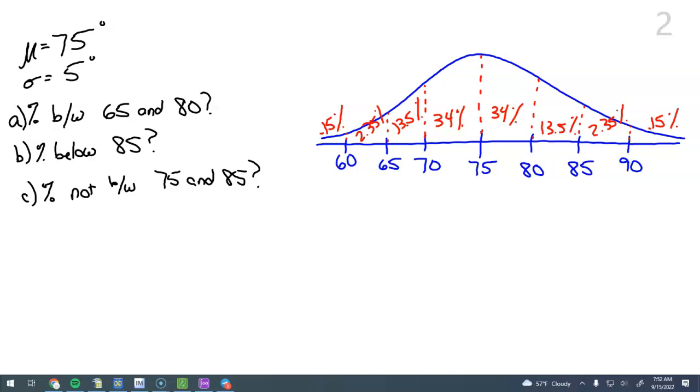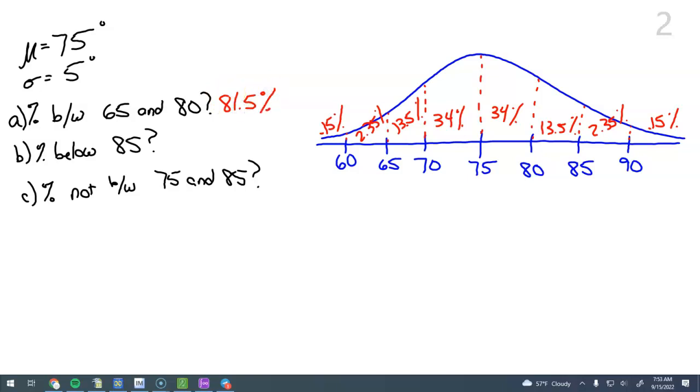Alright, so let me go through these. I just want to talk about real quick that it's the same thing every time, all that changes is these numbers. Between 65 and 80, so we're looking from here to here, you add up the 34%, 34%, 13.5%. Just think about it, that should be a really high percentage, right? If the average is 75, shouldn't a large chunk of people be between 65 and 80? That hopefully makes some sense. So this would be 81.5%.